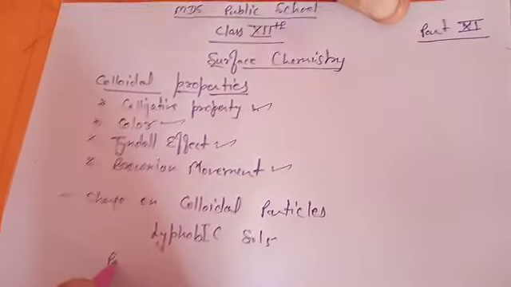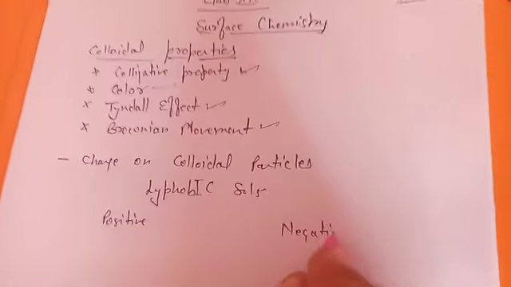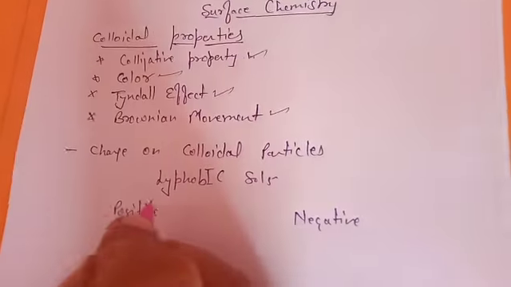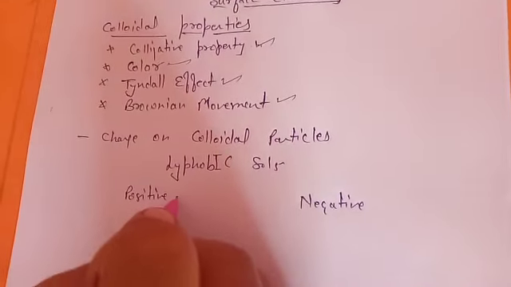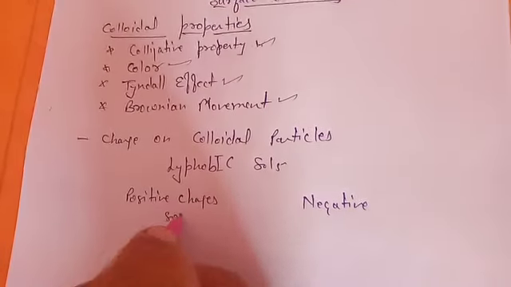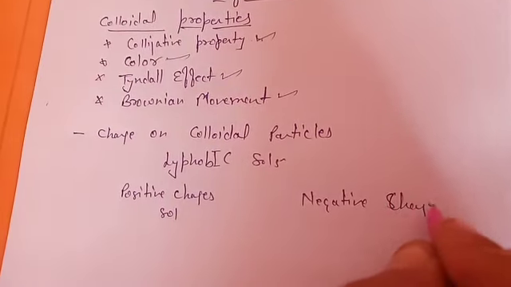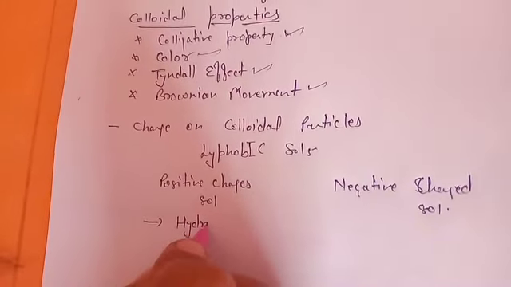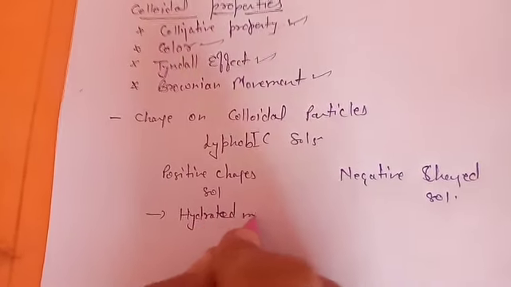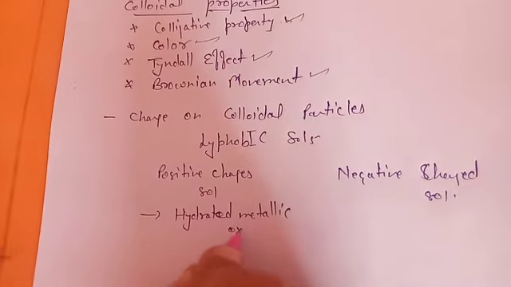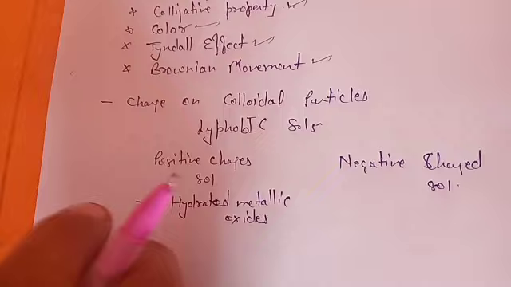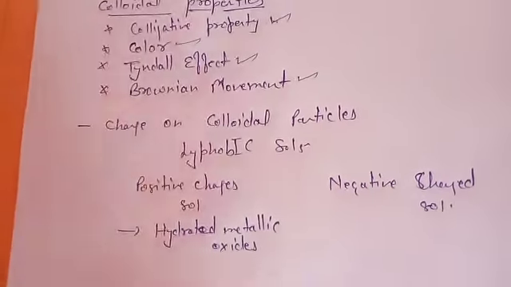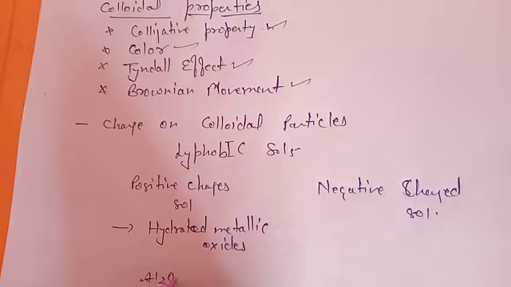It may be positive or negative as well, and on the basis of the charge on the particle, they are divided into two parts: positively charged sols and negatively charged sols. For example, among positively charged sols, hydrated metallic oxides show this nature, that their dispersed phase particles have positive charge around them, like Al2O3·xH2O.